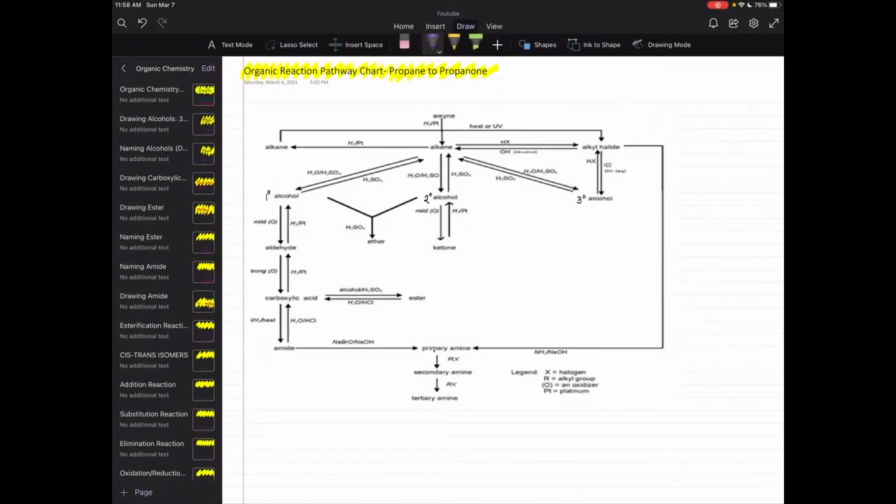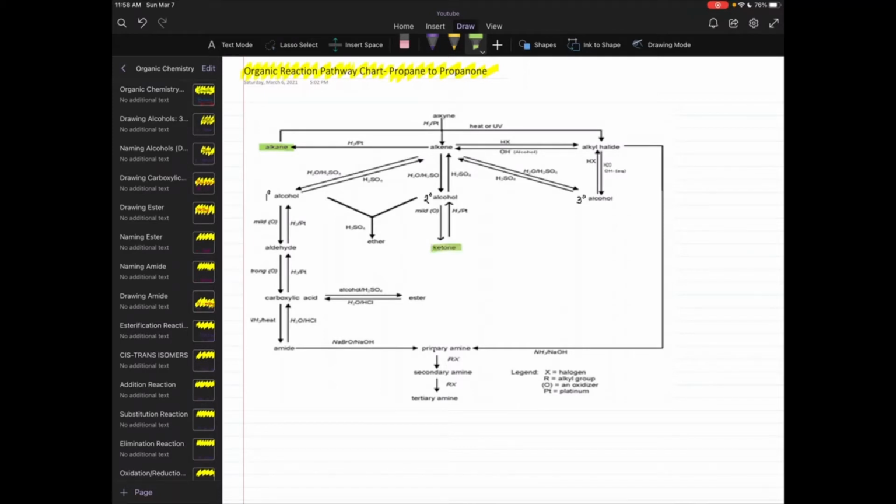Hi folks, today I have a lesson for you on the organic reaction pathway to convert propane into propanone. I have a chart here which shows us the common organic reaction pathways, and in today's lesson we are starting with propane. So let's find propane, or an alkane. Alkane is right here, and what we want to do is convert this alkane into a ketone, which is propanone, right here.